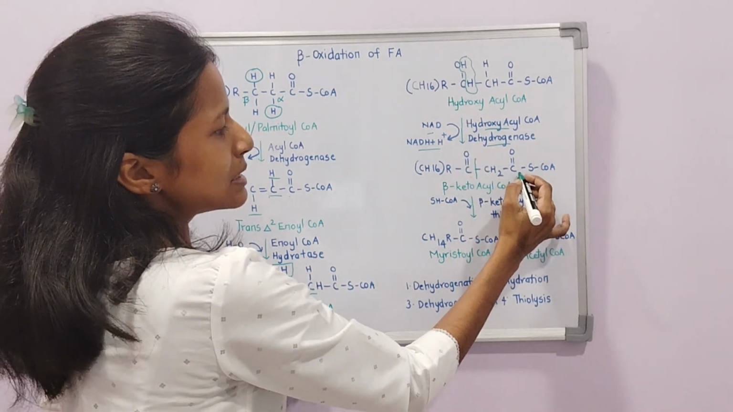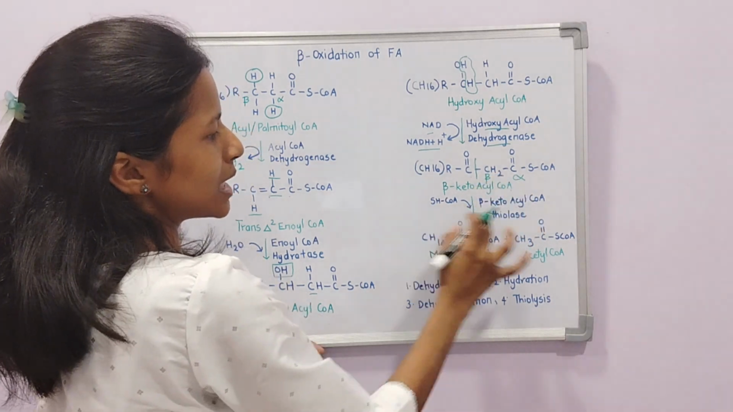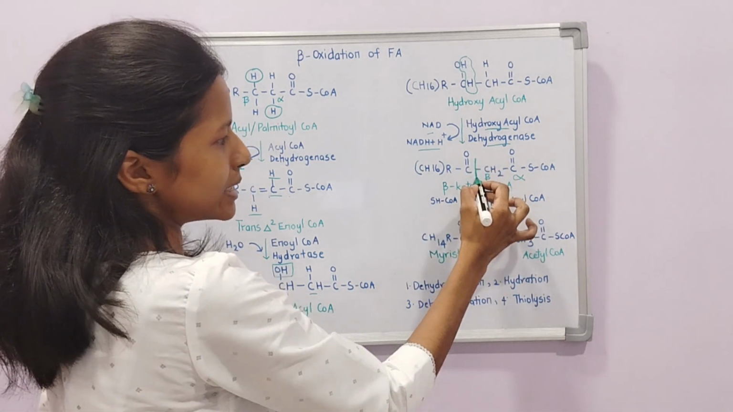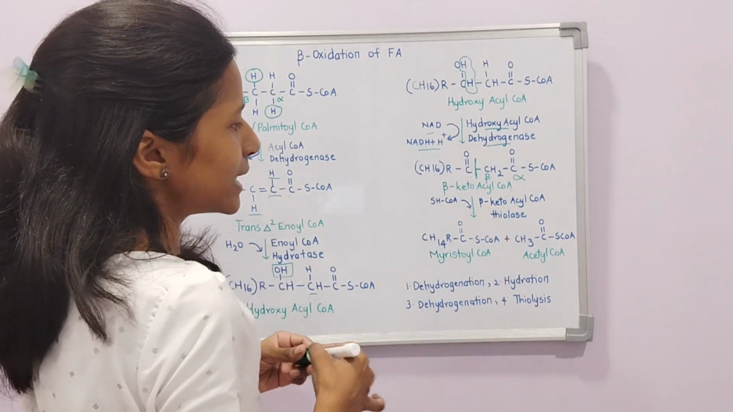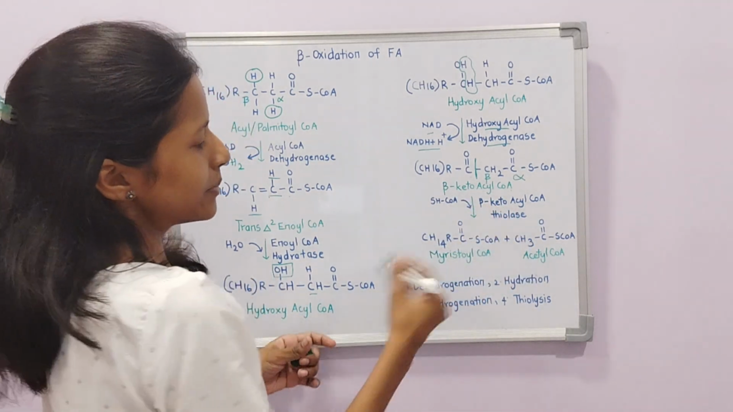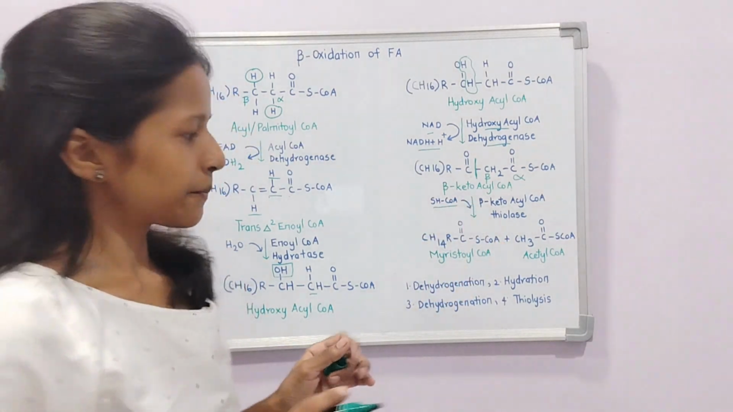Again, if you notice here, this is the alpha carbon, this is the beta carbon, and the thiolysis is going to take place in the beta carbon. This is catalyzed by beta keto acyl CoA thiolase. The last step, a molecule of SH CoA is going to be added.